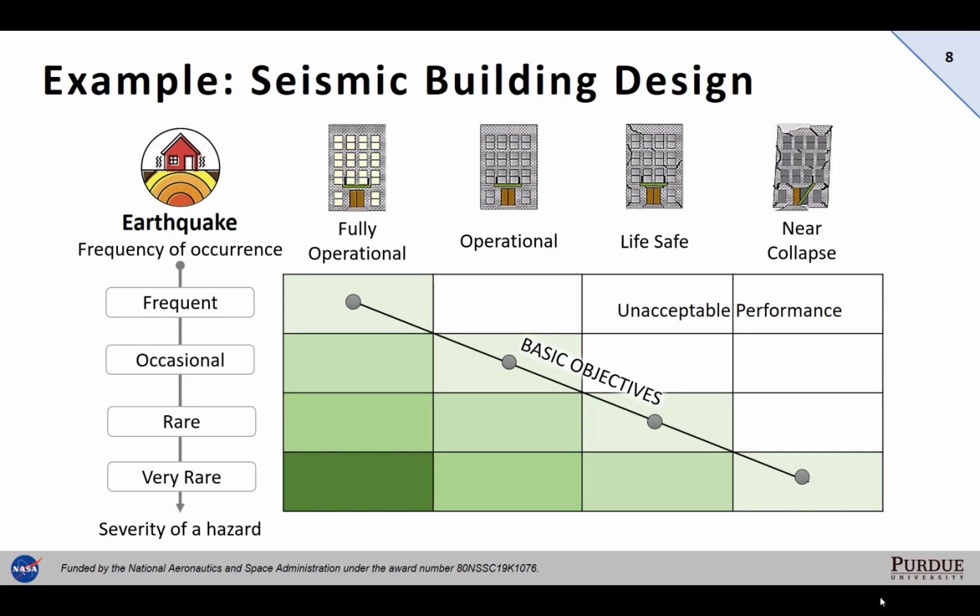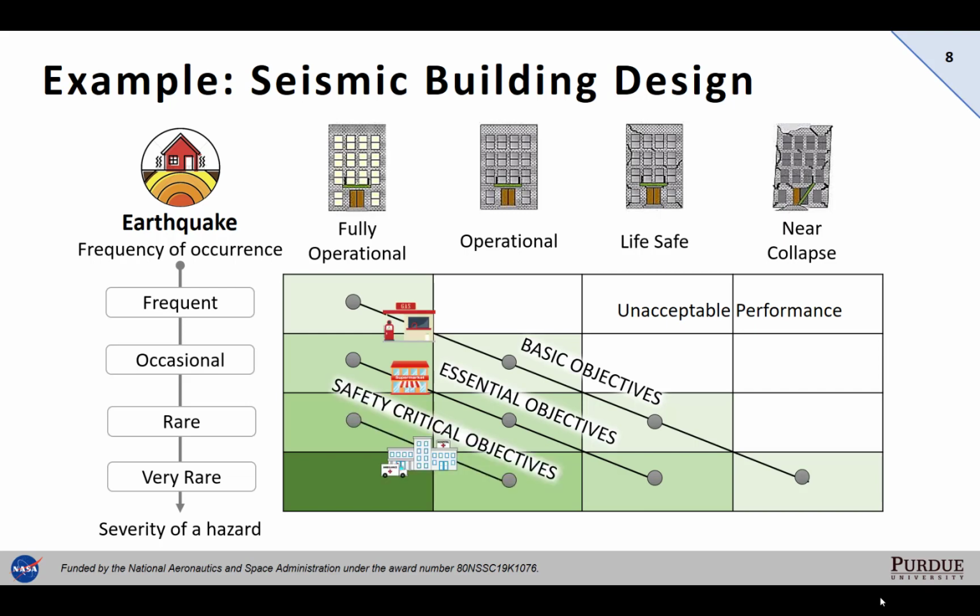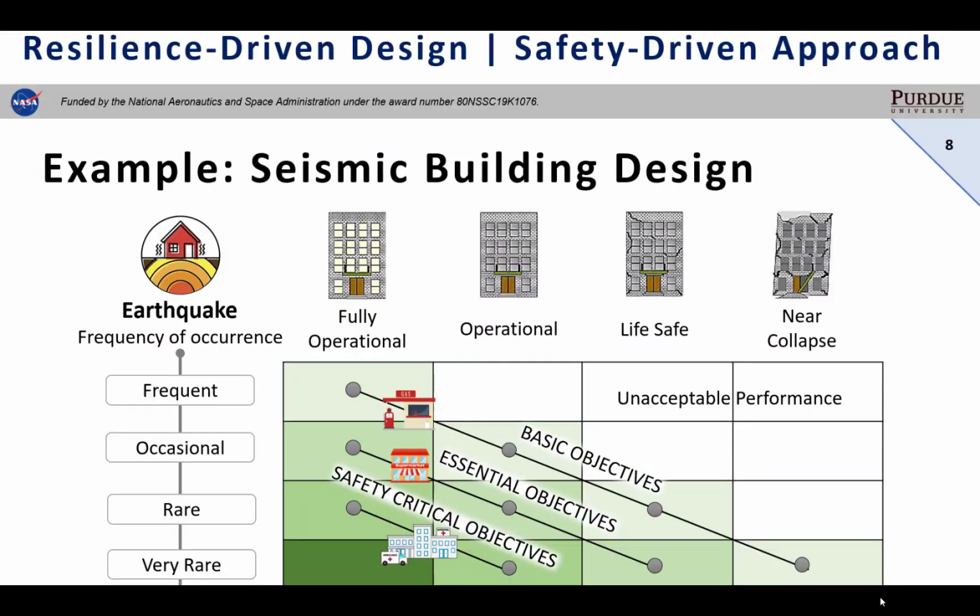So I need to define essential and safety-critical objectives, because a home or gas station is not as essential as a hospital, or school, or supermarket when we hit an adversity. So I need more rigorous objectives for highly important infrastructure.